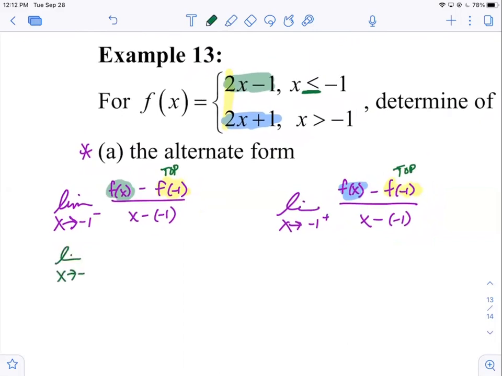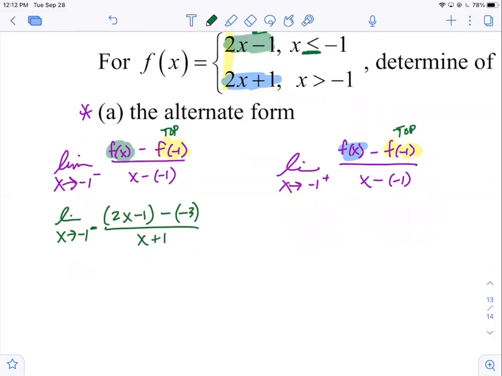Okay? So let's go ahead and make it specific now. The limit as x goes to -1 from the left. F of x from the left is 2x minus 1, minus, what is f of -1? Well, I haven't done that yet. Plug in a -1 there and you get -3. All over, at this point, I can call it x plus 1. Okay? I'm going to simplify before I plug in. So that's going to give me a 2x, and that's going to be a -1 minus a -3. That's a lot of negatives. How about -1 plus 3, which is plus 2, all over x plus 1. And now if you plug in your -1, you get 0 over 0.